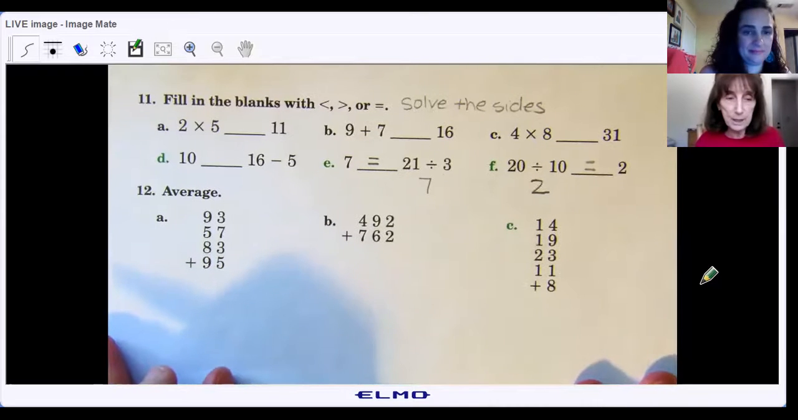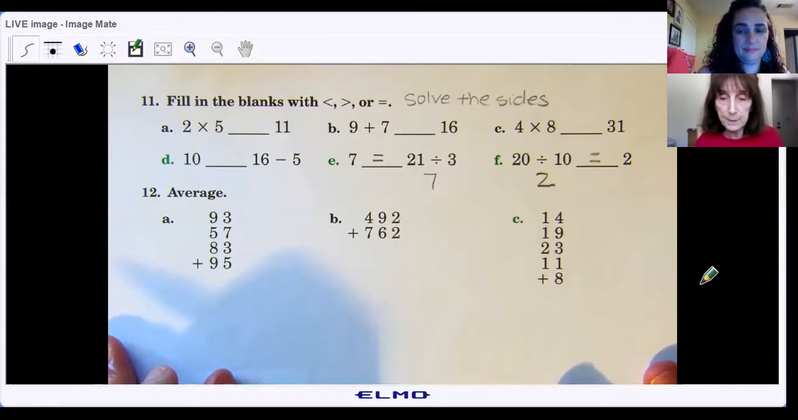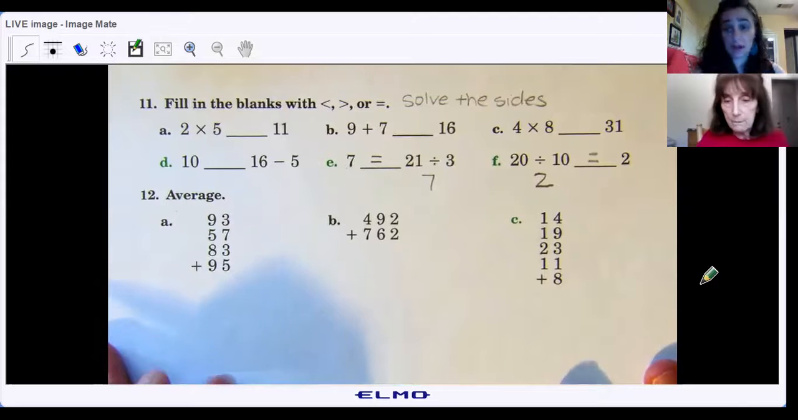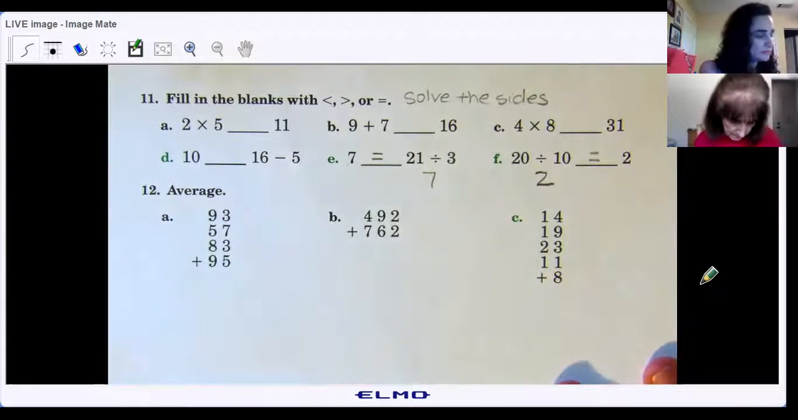Okay, let's jump down to averaging. You're going to add those and get a sum. And then you're going to divide by 1, 2, 3, 4. Okay, the B, you're going to add that, get a sum, divide by 2. C, you're going to add them all up, get a sum, and divide by 5. All right. Or no, that is 5 plus 8. Sorry. That's why we have each other. All right. And then that's the lesson.